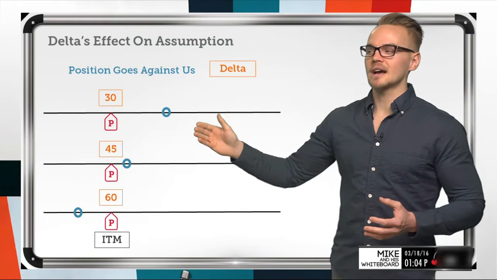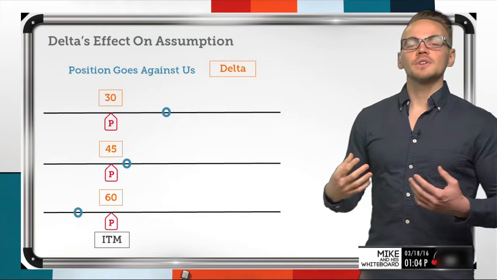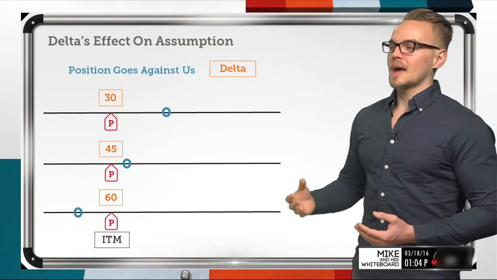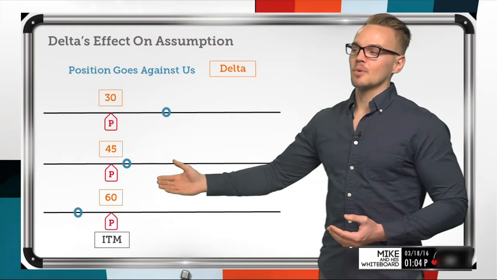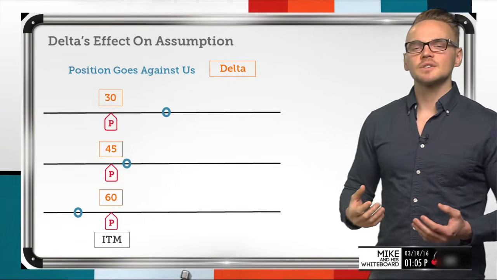So if the stock actually goes down, which is going to be bad for our position, what you'll see is that the delta will actually increase. So as the stock price moves more and more in the money and gets further in the money, our deltas are going to increase.